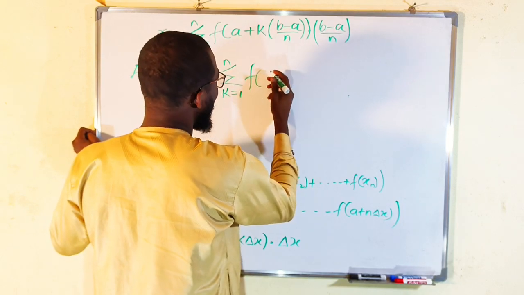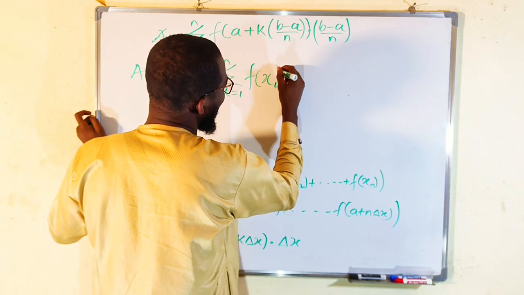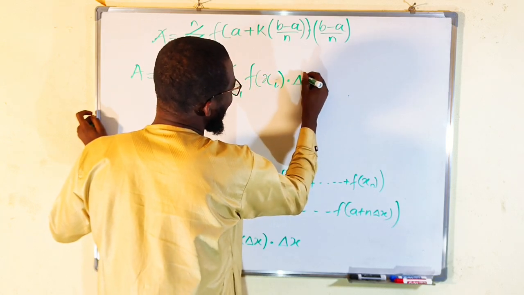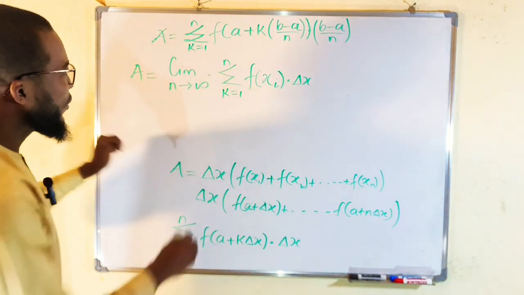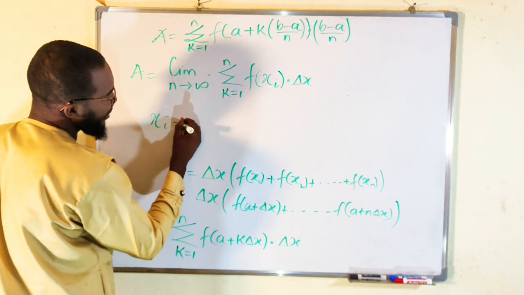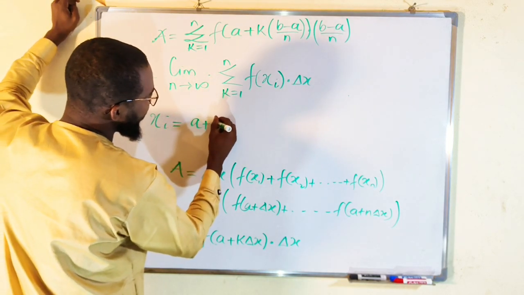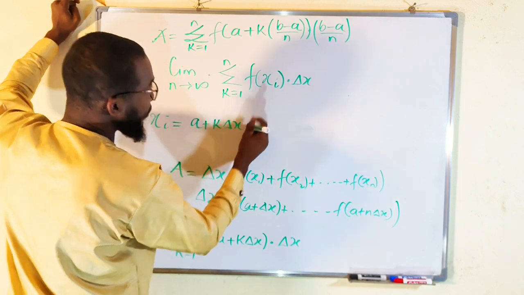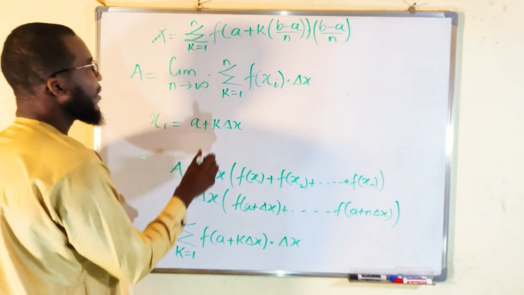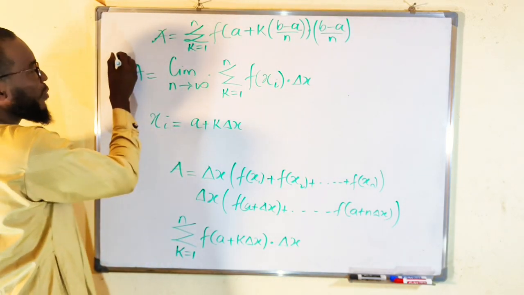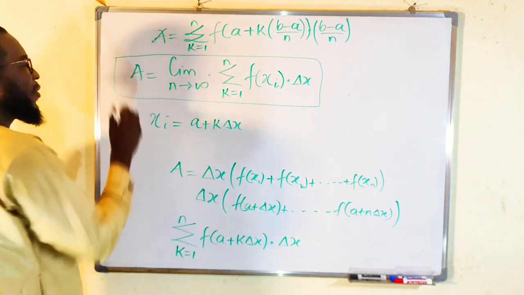But I know what k is, or let me use i. f of xi times dx. I know this is dx, so I can replace it with this one, for which I know that this xi is equal to a plus k dx. You know, this is dx, this is k. If you multiply them, you have k dx. So this is the formula we're going to apply subsequently in finding the area under the curve.